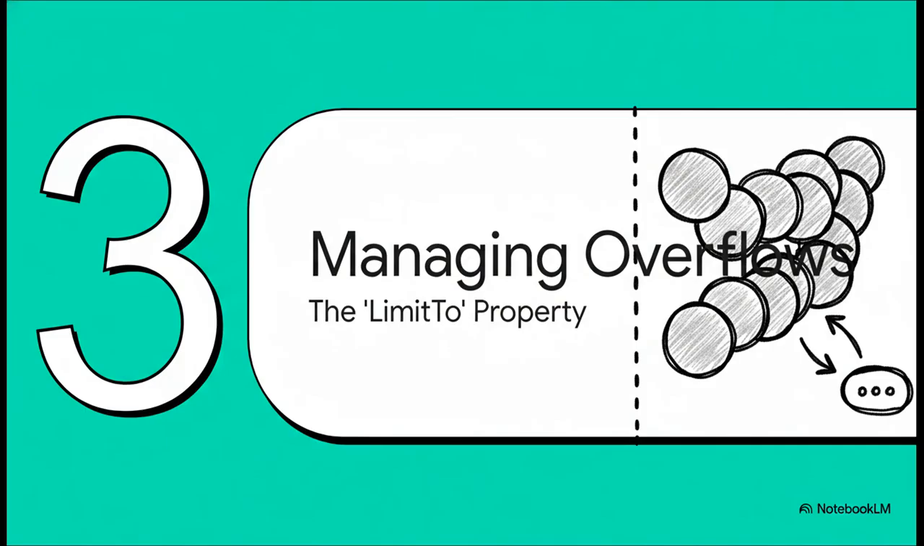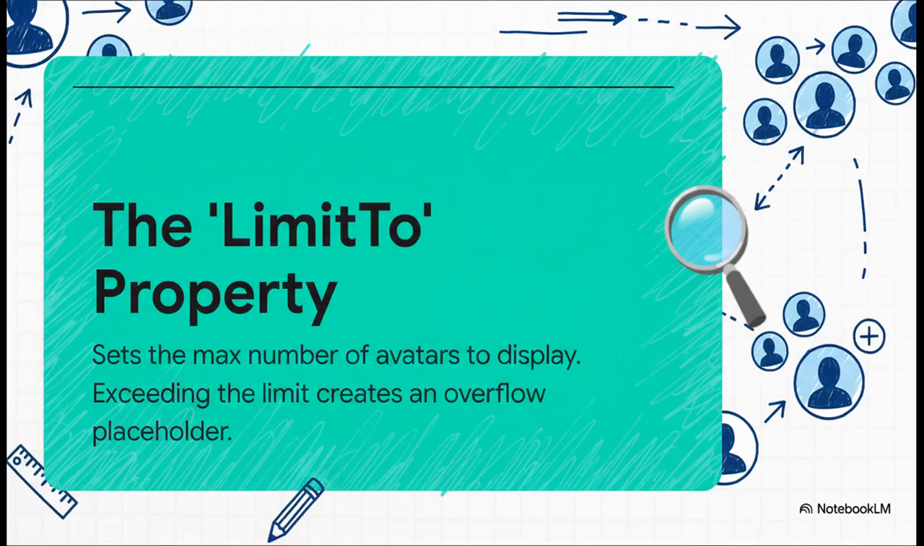Okay, so spacing is sorted, but what happens when your list of users gets really, really long? I mean, you can't just keep adding avatars forever without completely breaking your layout. Well, this component has a super elegant solution for that exact problem. And that's where the LimitTo property comes in. You just set a number, and that becomes the absolute maximum number of avatars the group will show. If you try to add more, it won't crash or get messy. Instead, it automatically whips up a little placeholder to represent all the hidden users.